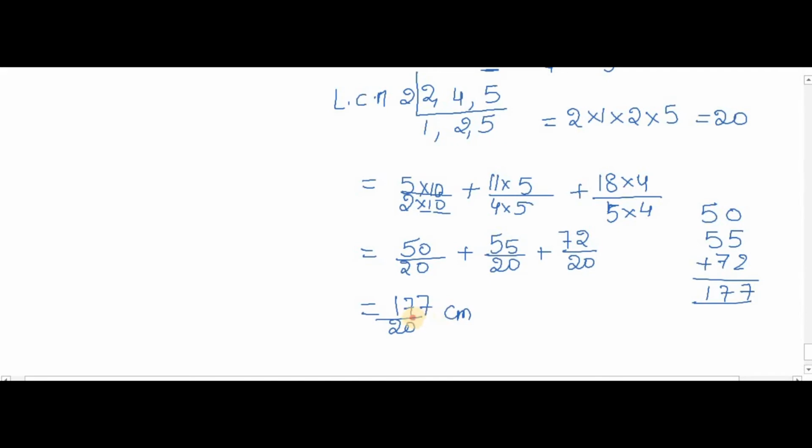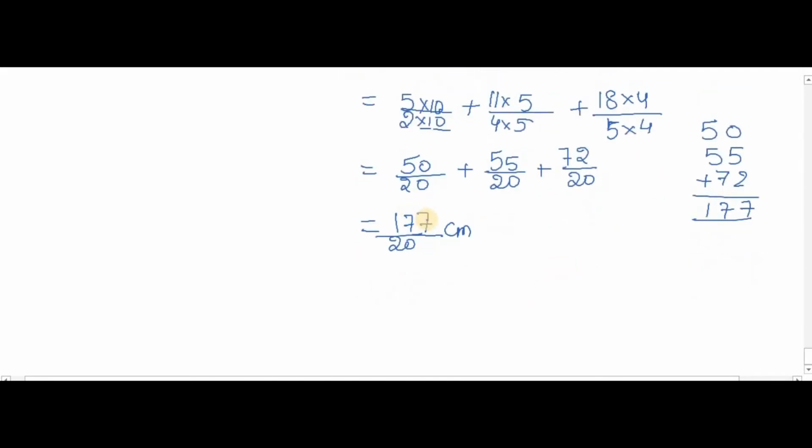But we all know that our question is in mixed fractions. So automatically here also we are going to convert the improper fraction into a mixed fraction. That will happen only with the help of division.